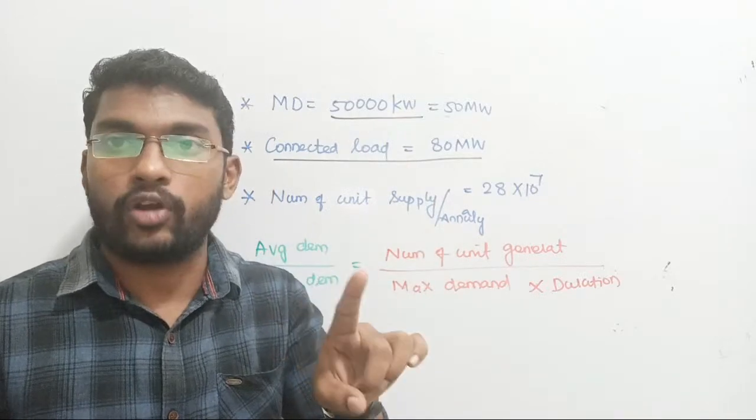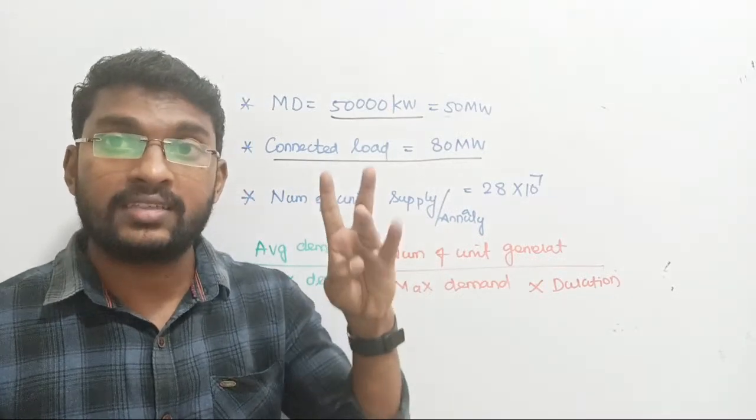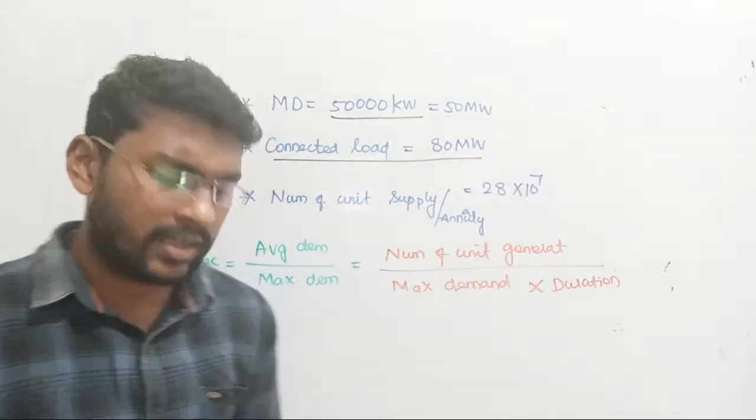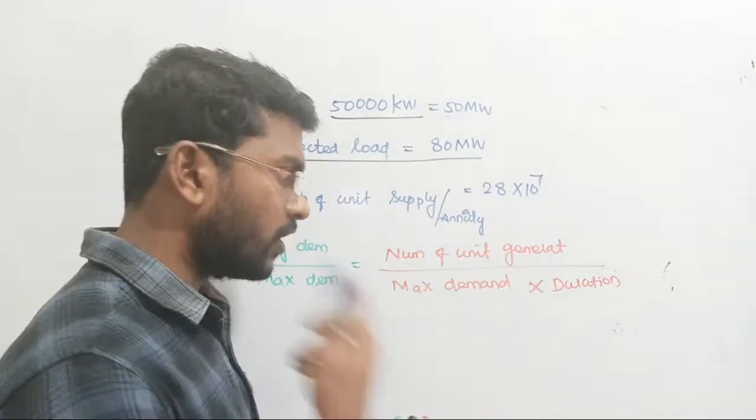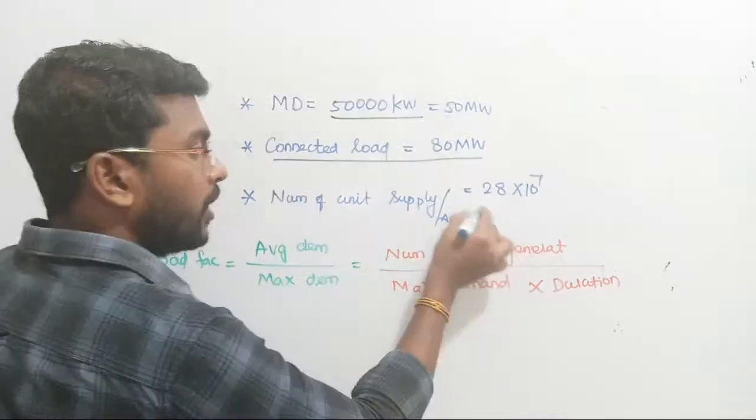Per day I have 24 hours, per year we have 365 into 24 hours. That is what, 8760. You can cross check. I hope that is what we are getting. That is what I got in my brain. Whatever you cross check, you can do it. Anyway, this is given for per year.